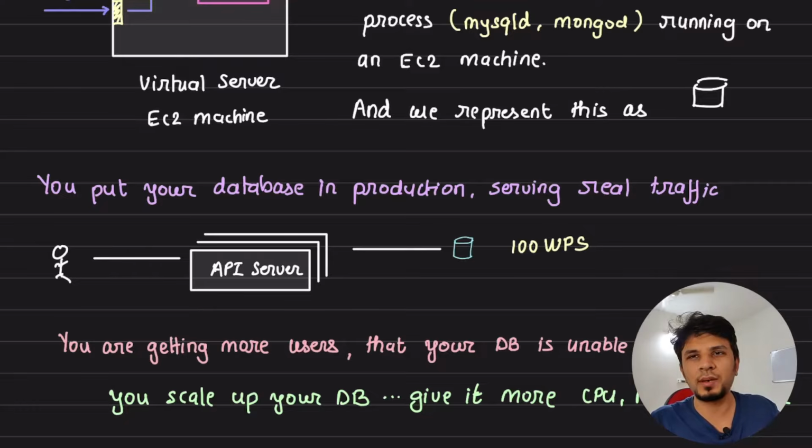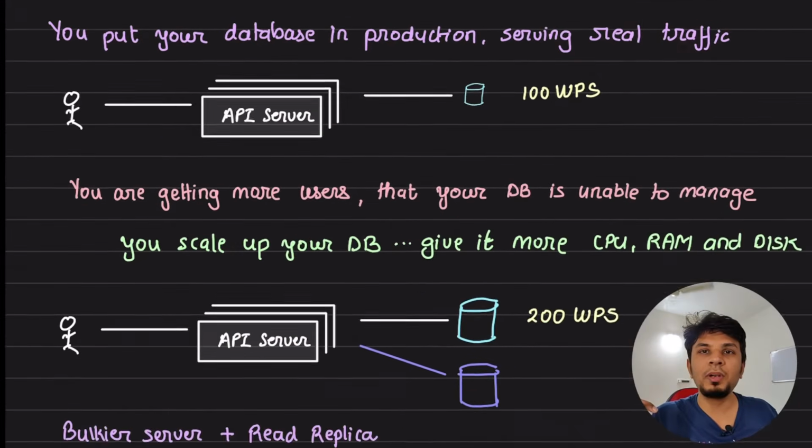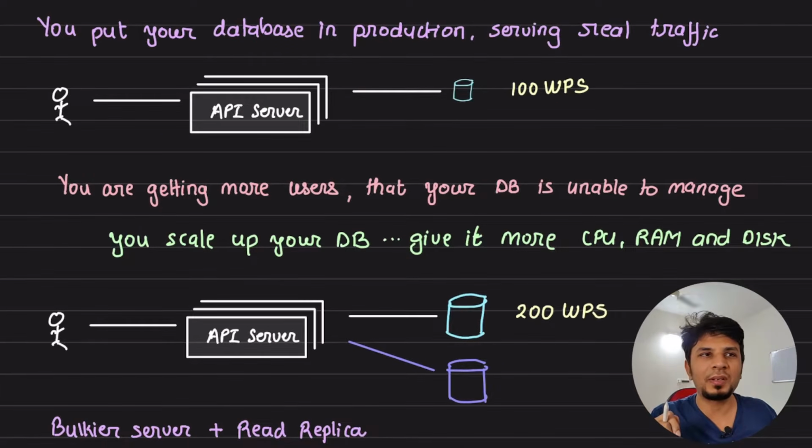Obviously, why would you want to have a big server to do that when you can do it with a small one? You have a bunch of API servers who talk to this database to get your things done. 100 writes per second, you are extremely happy and done. Now what happens? Someone famous tweeted about your product.